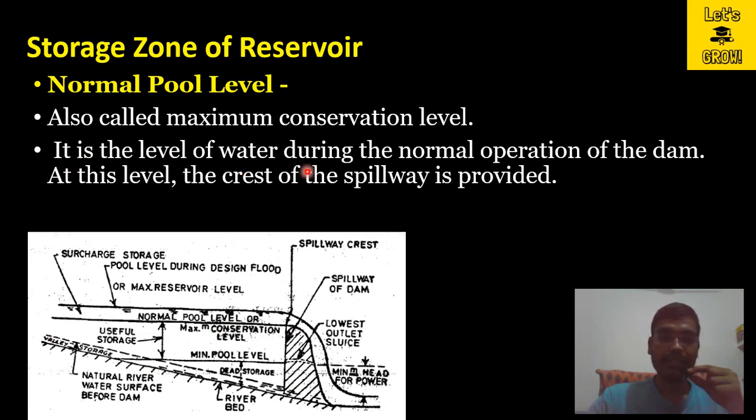It is the level of water during the normal operation of the dam. At this level the crest of the spillway is provided. So whenever you see the crest or topmost point of the dam, this level is known as the normal pool level, and it is for the normal operation of the dam. So we can operate this dam in normal conditions.